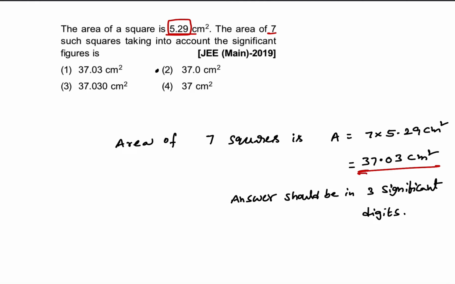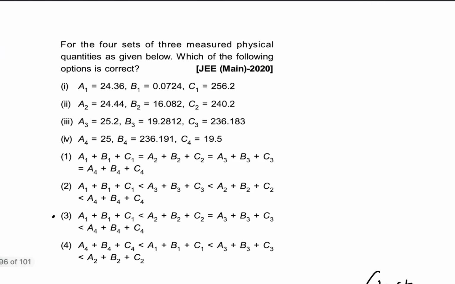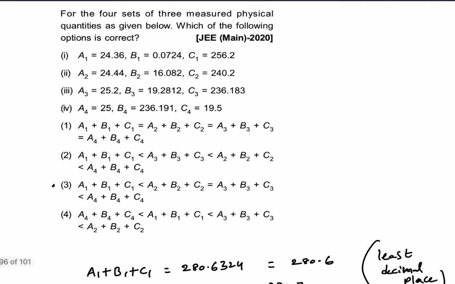But you see that 5.29 has 3 significant figures. So finally you should get only 3 significant figures. One of the options is 37.03, but you should not write that. You should write only 3 significant digits. The 3 significant digit answer is the second option. Kindly check that. There is a chance of getting a negative mark here. Observe carefully. You have to get 37.0 centimeters square only.